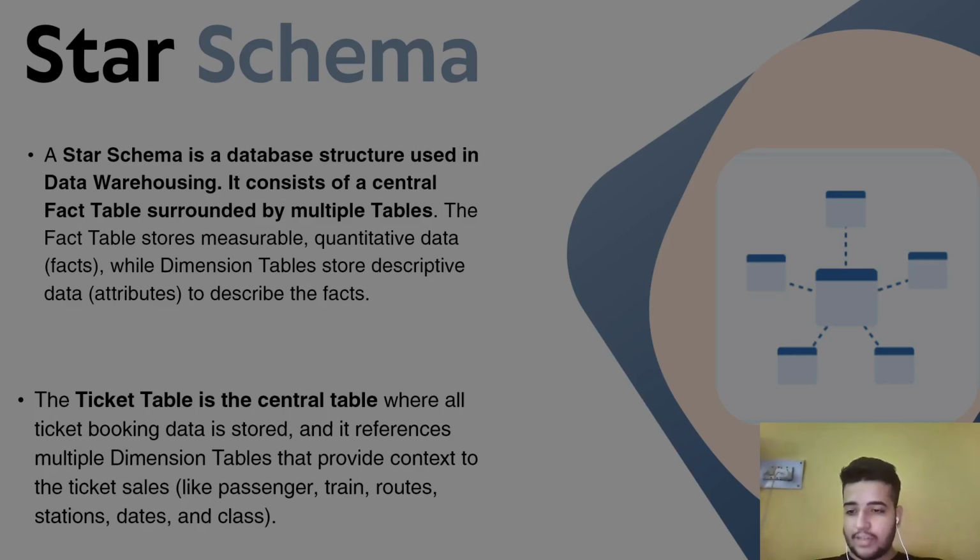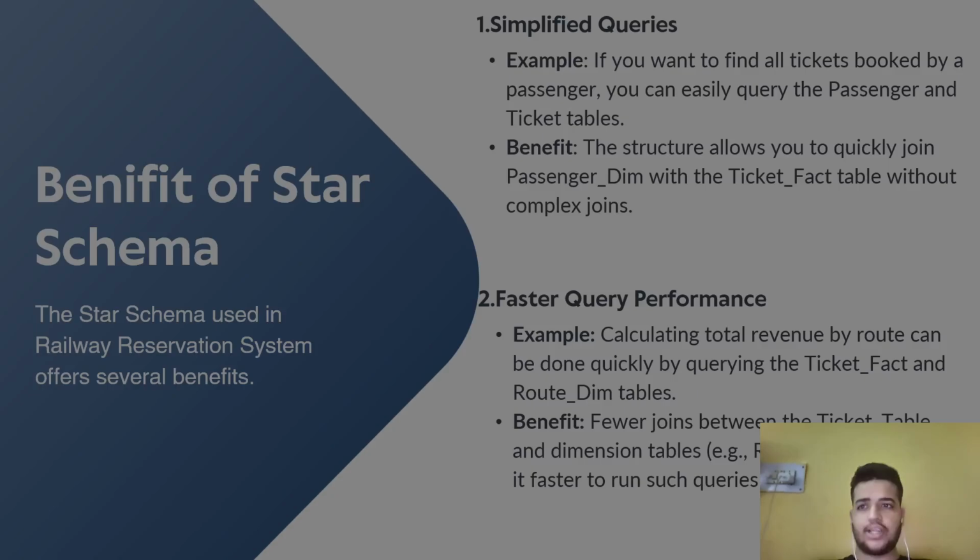For example, the ticket table is the central table where all the booking data is stored, and it references multiple dimension tables that provide context to the ticket sales: passengers, which passenger bought which ticket, for which train, and that train is going on which route and to which station, and what the dates are, and how many classes there are, like AC, third AC, second AC, first AC, like that.